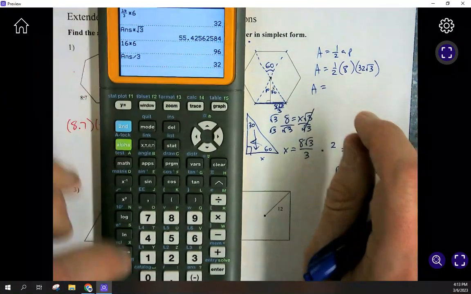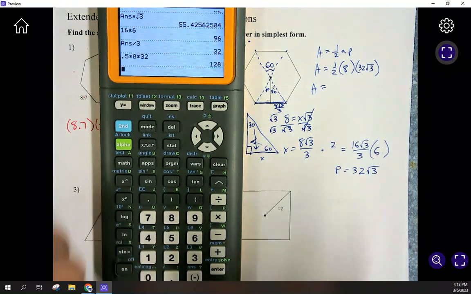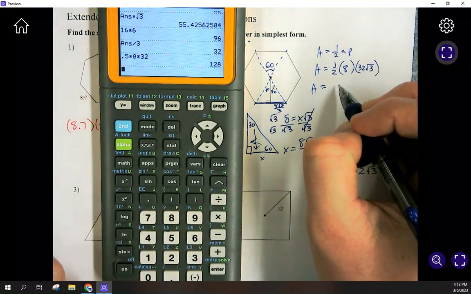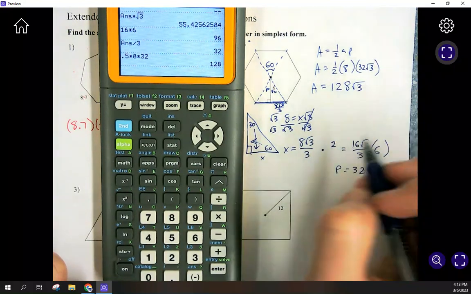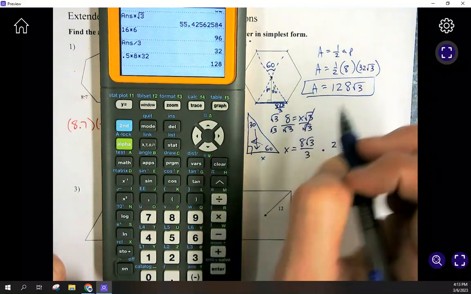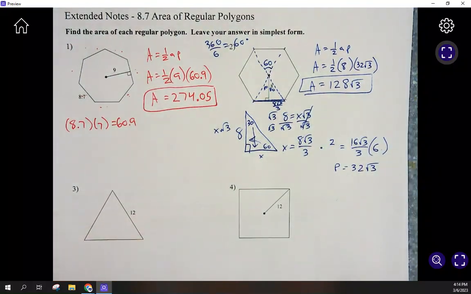All right, and then you're going to do 0.5 times 8 times 32. Notice I didn't times by the square root of 3 because that's going to give me a nasty decimal. I'm just going to let that square root of 3 come all the way through. And since we're giving an exact answer, we leave it just like that.